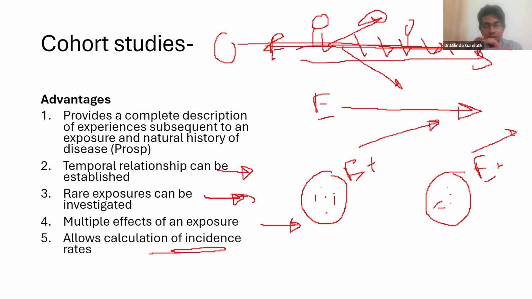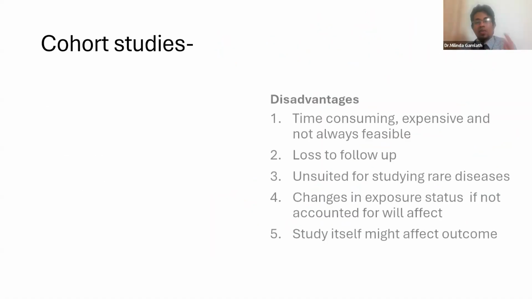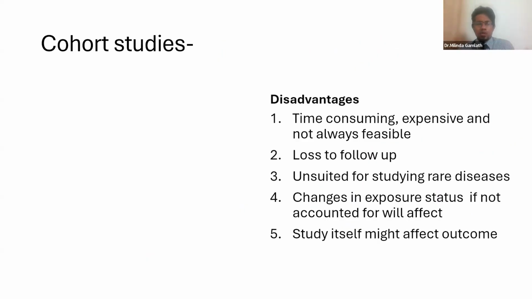Incidence is the occurrence of new cases of a disease. And for that, you have to follow people up. So to calculate incidence rates, you need to follow people up, and cohort studies do that. So through cohort studies, you can calculate incidence levels. I hope that's clear. So the disadvantage is that cohort studies are time consuming. You have to follow them up for a long period of time. They are expensive. They are not always feasible. So it's very time consuming, expensive, and very difficult to carry out.